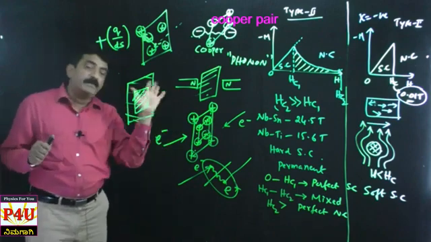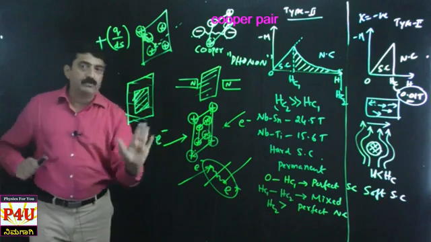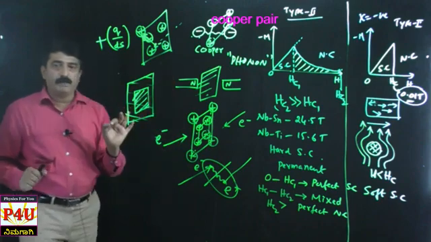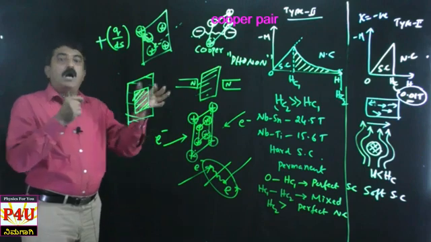So therefore they never become superconductors. Okay, coming back to this Cooper pair. So now you know what is a Cooper pair. It is a combination of two electrons. How is it formed?